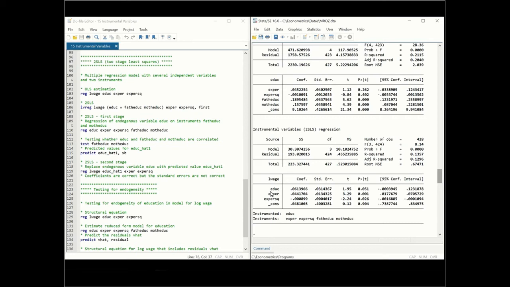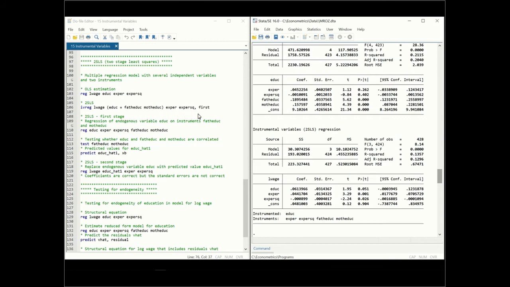And Stata is making it look like that's education, but actually this is education hat. These are the predicted values from this first stage here that we have. So here we have education hat, and notice that this coefficient again is lower than the 10.7% that we had before. Here's 6.1%. So for each additional year of education, we have a 6.1% increase in wages. And this coefficient again is a little bit less significant than the OLS coefficient that we had above. So that's how two-stage least squares is done.